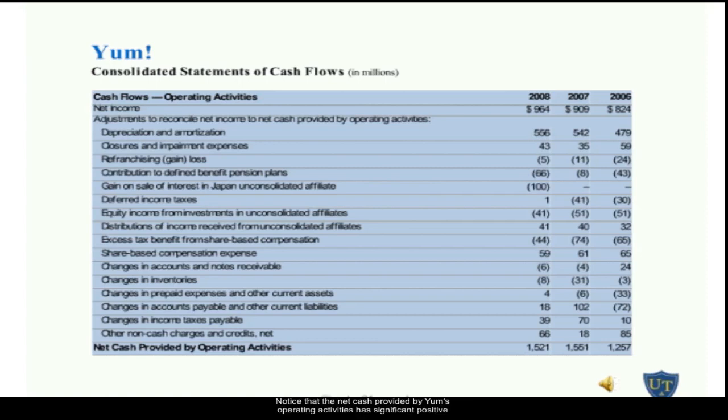Notice that the net cash provided by Yum's operating activities has significant positive numbers for all three of the years shown. This means that the company's operations, what they're in business to do with Yum, that's their restaurants, are generating cash flow. And this is what you would expect to see in a company that's healthy and growing.